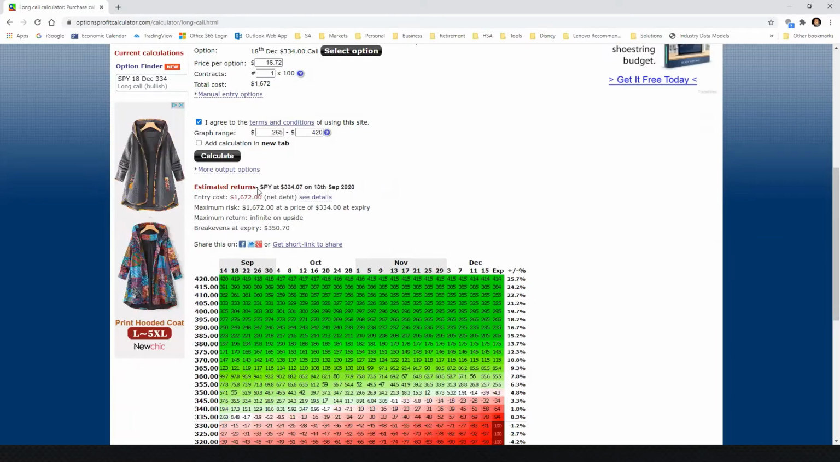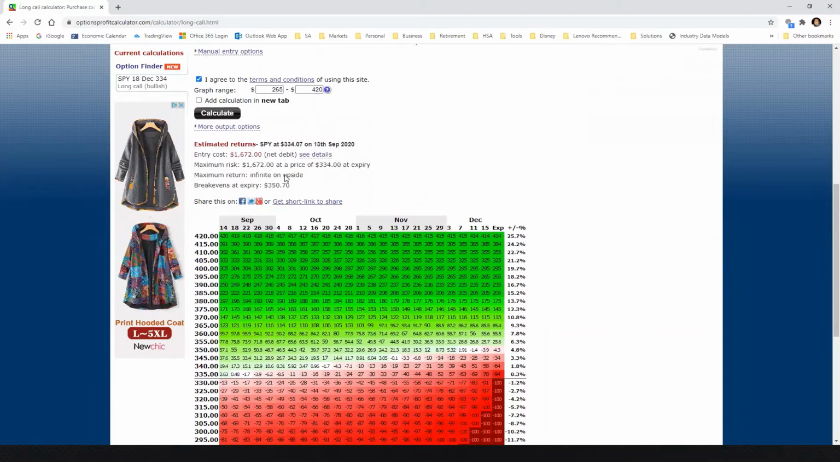So estimated returns, SPY at 334.07 on so and so. This is the entire list that they're giving. Maximum return, you can't really define it. The higher it goes, the more money you make before that expiry kicks in. Break even at the time of expiry, you'll have to watch out. If it does not hit $350 at the time of expiry, that means you're actually losing money because of the time decay that happens, and the premiums go down as it gets closer to the expiry date.